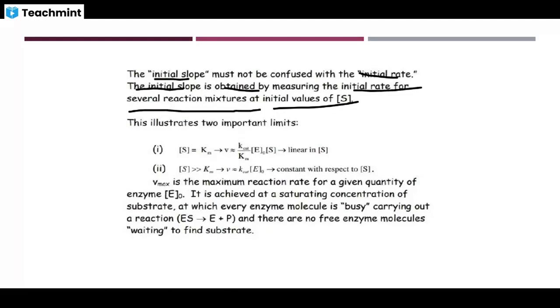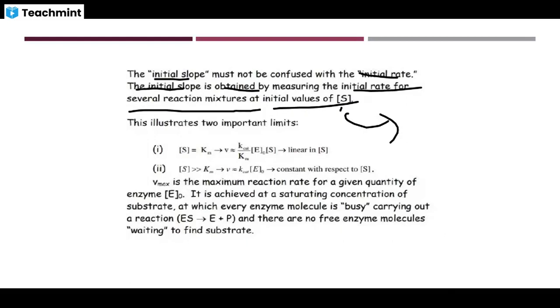By changing the S concentration, you get a different slope. Then only you get the initial slope. This illustrates two important limits. When substrate concentration is equal to Km, the rate is equal to k catalytic divided by Km, E0 S. It is linear in S, linear with respect to substrate.